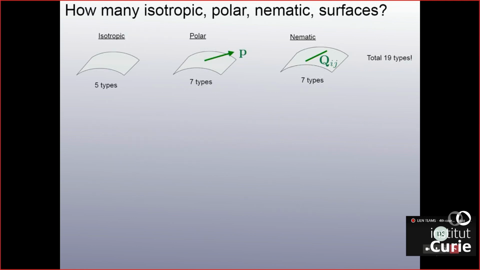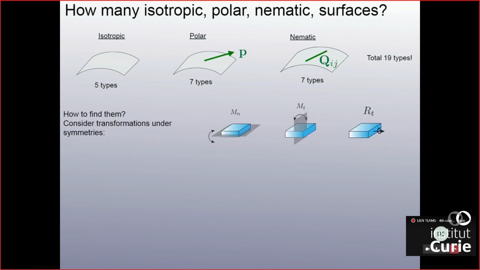But before I do this, I need to think about symmetries of the surface. I need to think about what the surface actually looks like. And one can do a categorization of surfaces based on their symmetries. We have found that if we look at isotropic, polar, and nematic surfaces, there are 19 types. Okay, so there are 5 isotropic types, 7 polar, and 7 nematic. Okay, so where does that come from?